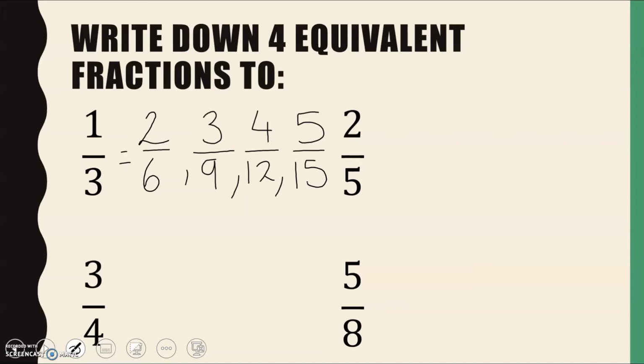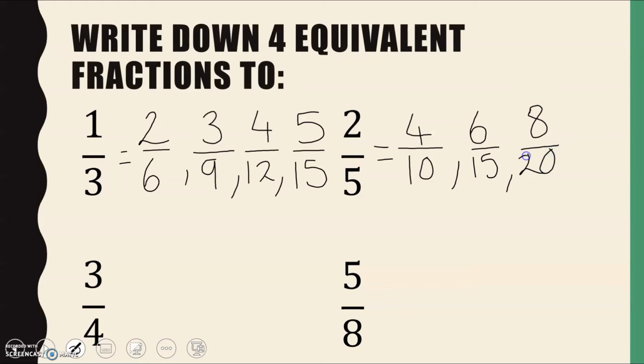Okay, let's see how we get on then. So 2 times by 2 is 4, and 5 times by 2 is 10. 2 times by 3 is 6, and 5 times by 3 is 15. 2 times by 4 is 8, and 5 times by 4 is 20. And then 5, 10, and 25.